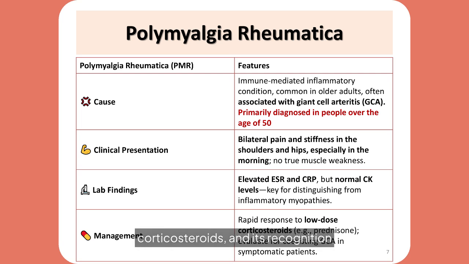PMR responds rapidly to low-dose corticosteroids, and its recognition is critical to avoid unnecessary workup or immunosuppression. Importantly, PMR is associated with giant cell arteritis, which must be ruled out in patients with visual symptoms or headache.